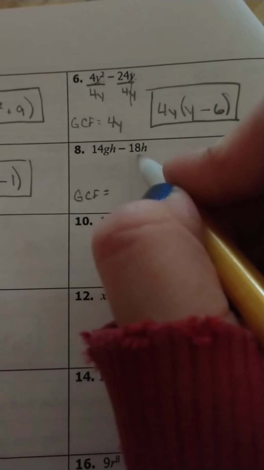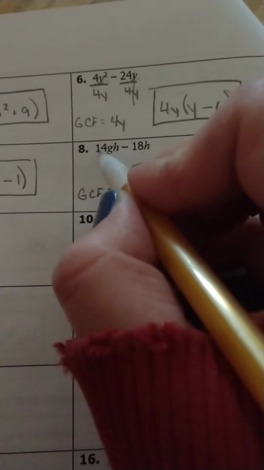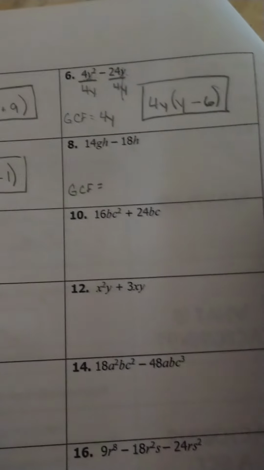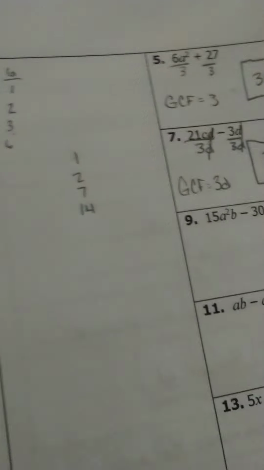Number 8, GCF first. So you've got 14 and 18. Check your smaller term. Does 14 go into 18 evenly? No, the answer is no. So your factors of 14, and again, I'm going to come over here to the side. 14 is 1, 2, 7, and 14. Because again, 1 times 14 is 14, 2 times 7 is 14.